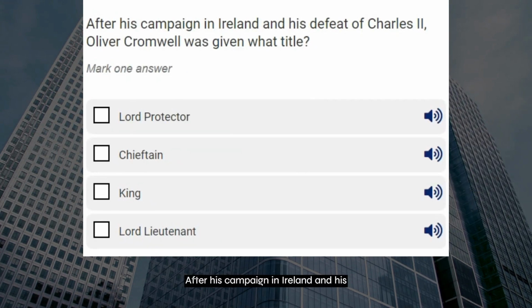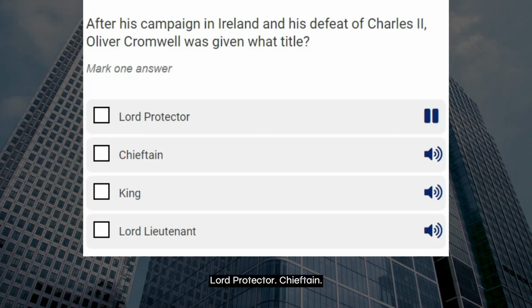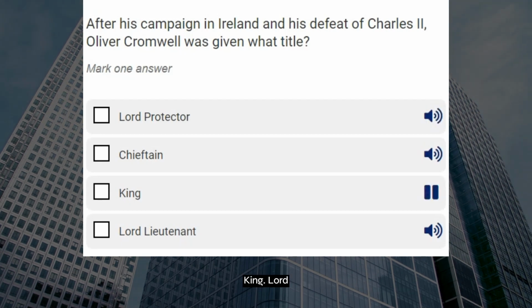After his campaign in Ireland and his defeat of Charles II, Oliver Cromwell was given what title? Lord Protector, Chieftain, King, Lord Lieutenant. Correct answer, Lord Protector.